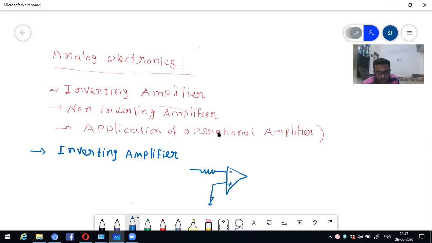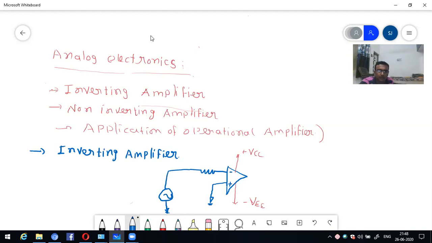The positive terminal I have connected with ground, and here we give the supply voltage, plus VCC here and minus VEE here. If you give the input voltage at the inverting terminal, it can be considered as an inverting amplifier.